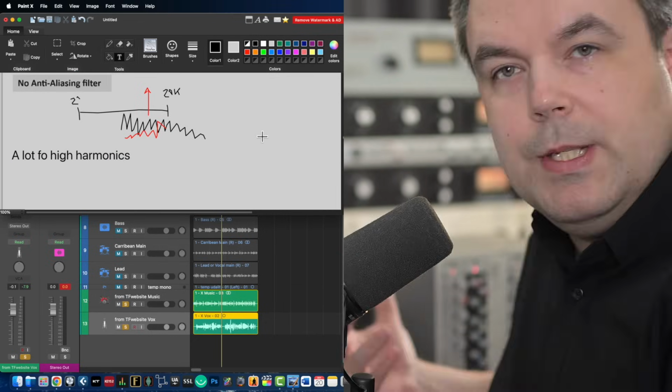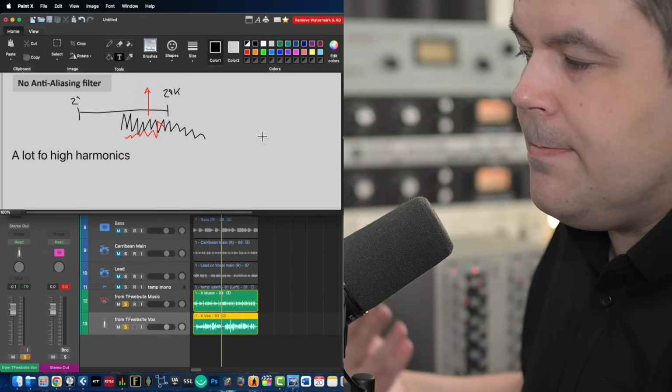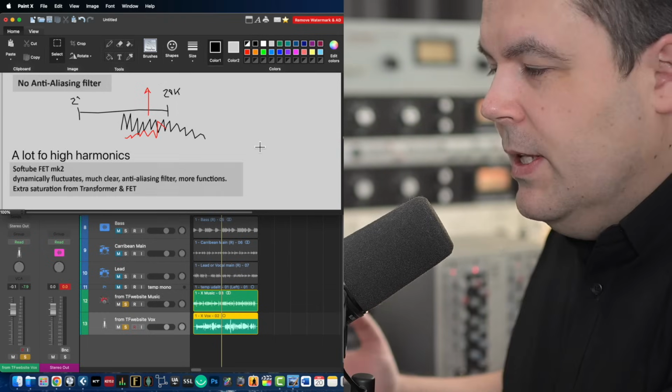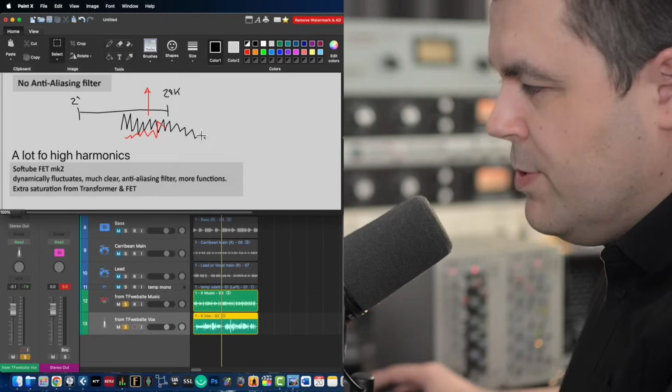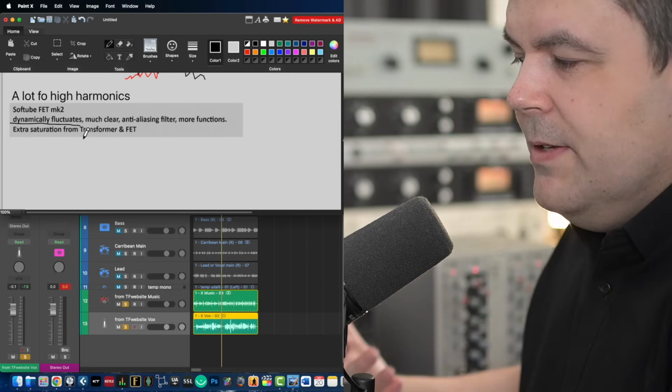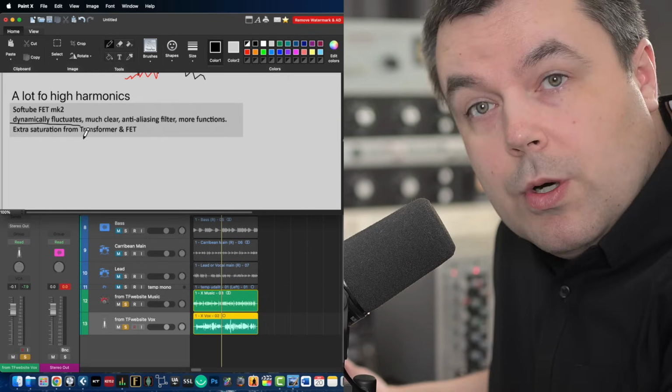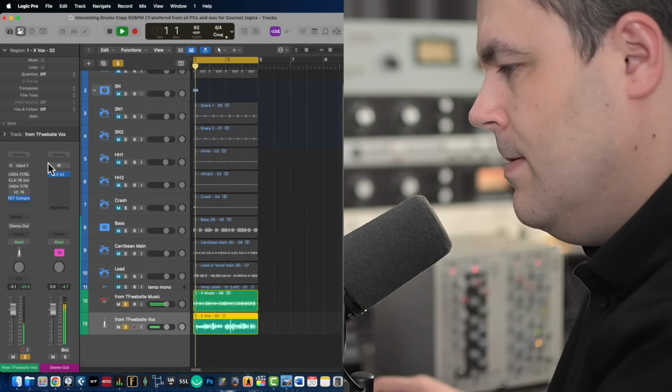Then Softube releases the new version of it, FET Compressor 2. They personally believe it is their best plugin in terms of compressors. So this compressor dynamically fluctuates. Somehow it becomes actually worse for dynamic control.